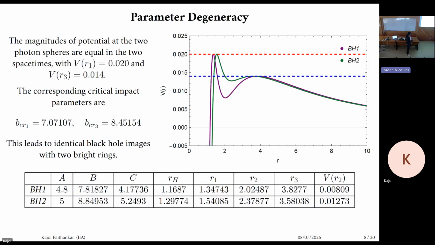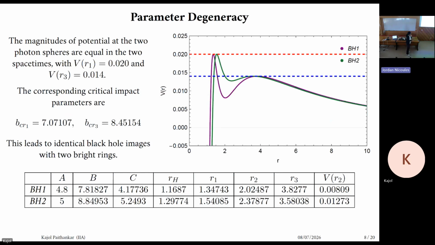So once I fix some values for the ABC parameters, I can find that the horizon, then R1, R2, R3, all three photon spheres, and what is the magnitude of the potential at each of those points. I have chosen the values such that my potential at the first peak and the potential at the second peak have exactly the same magnitudes. And the potential well in between, the depth of this, changes for different parameter spaces.